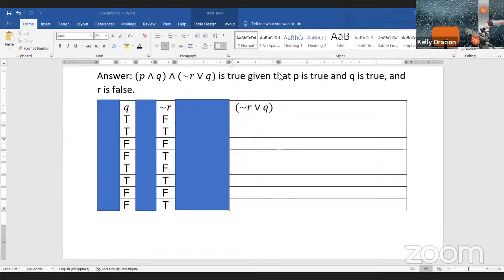Now, let's solve this table. Our Q is true, our R is true, this is true. Next, true. False. It's false. False, true. False. True, right? True. True, false, true. True. False, true. So, kompleto na. Again, kompleto na.